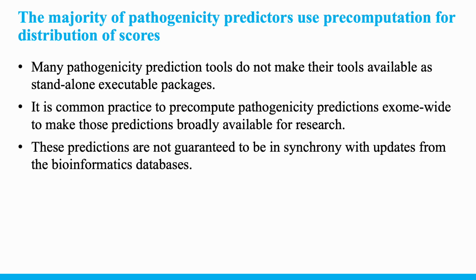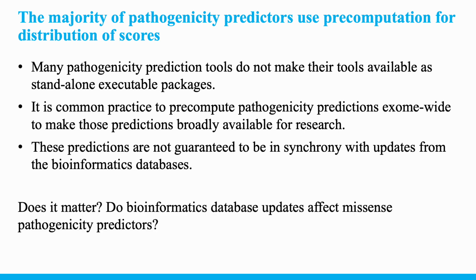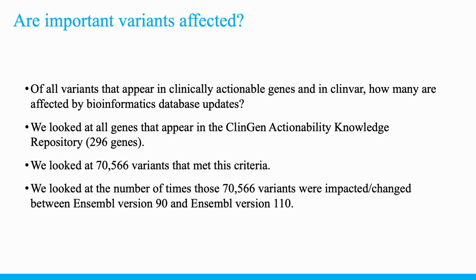For scalability and convenience, it is common practice for missense variant pathogenicity predictions to be pre-computed exome-wide and made available to end users, often through the previously mentioned variant annotation tools. However, such static pathogenicity predictions are not expected to be in synchrony with updates to bioinformatics databases and may give discordant predictions if the predictors were run using the latest information. Here we ask, does that matter? Do bioinformatics database updates affect missense pathogenicity predictors and their use in clinical classification?